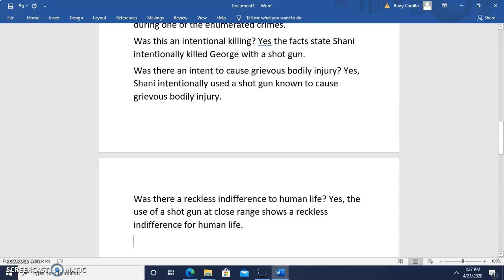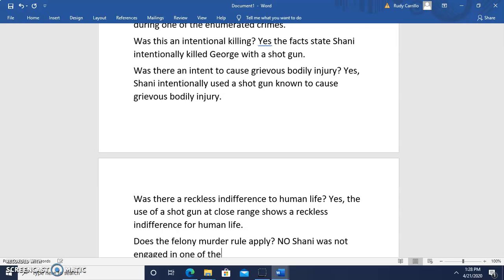Okay, the felony rule, felony murder. Does the felony murder rule apply? We've got to ask that question. The answer is no. Shane was not engaged in one. I'm not going to list all the felonies because I don't want to waste our time.